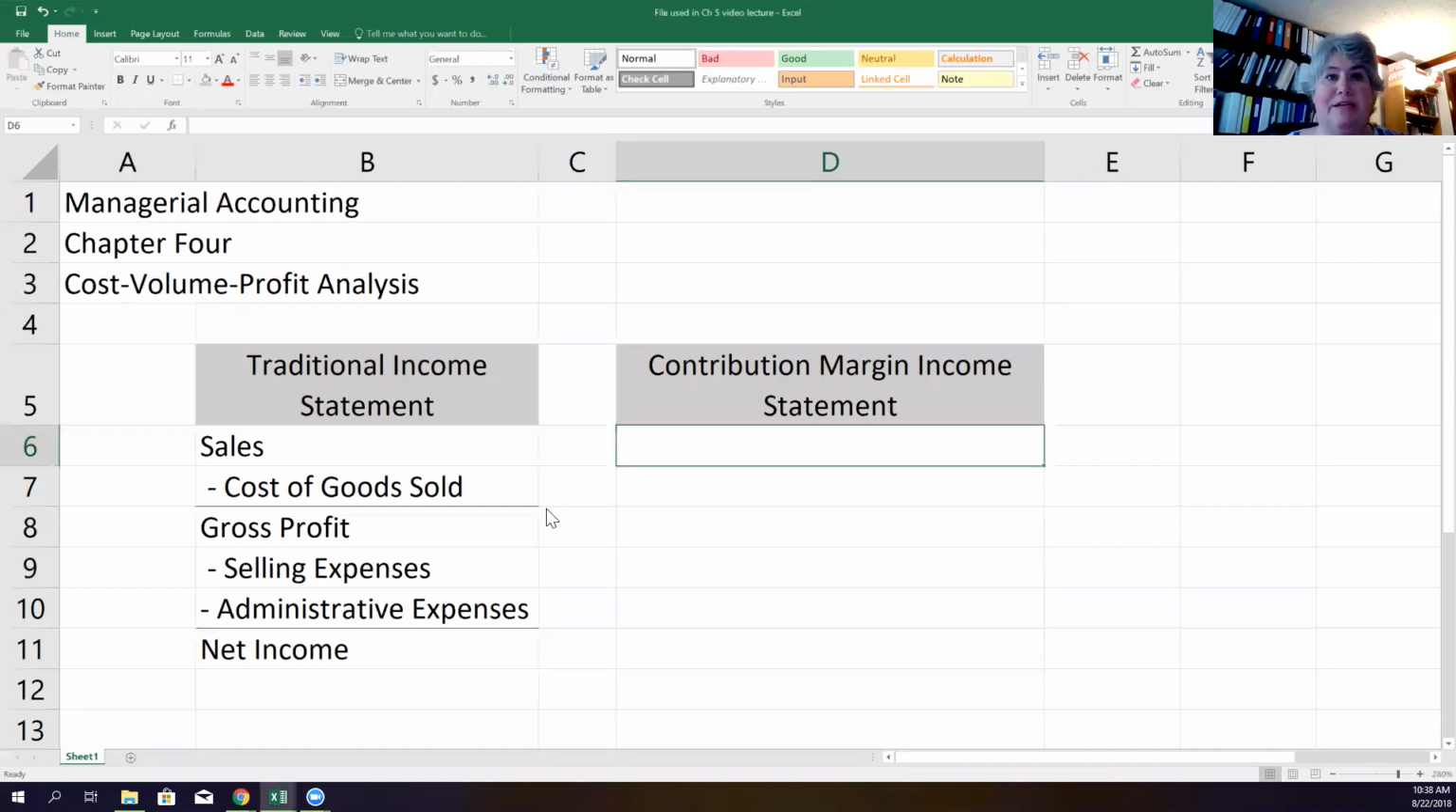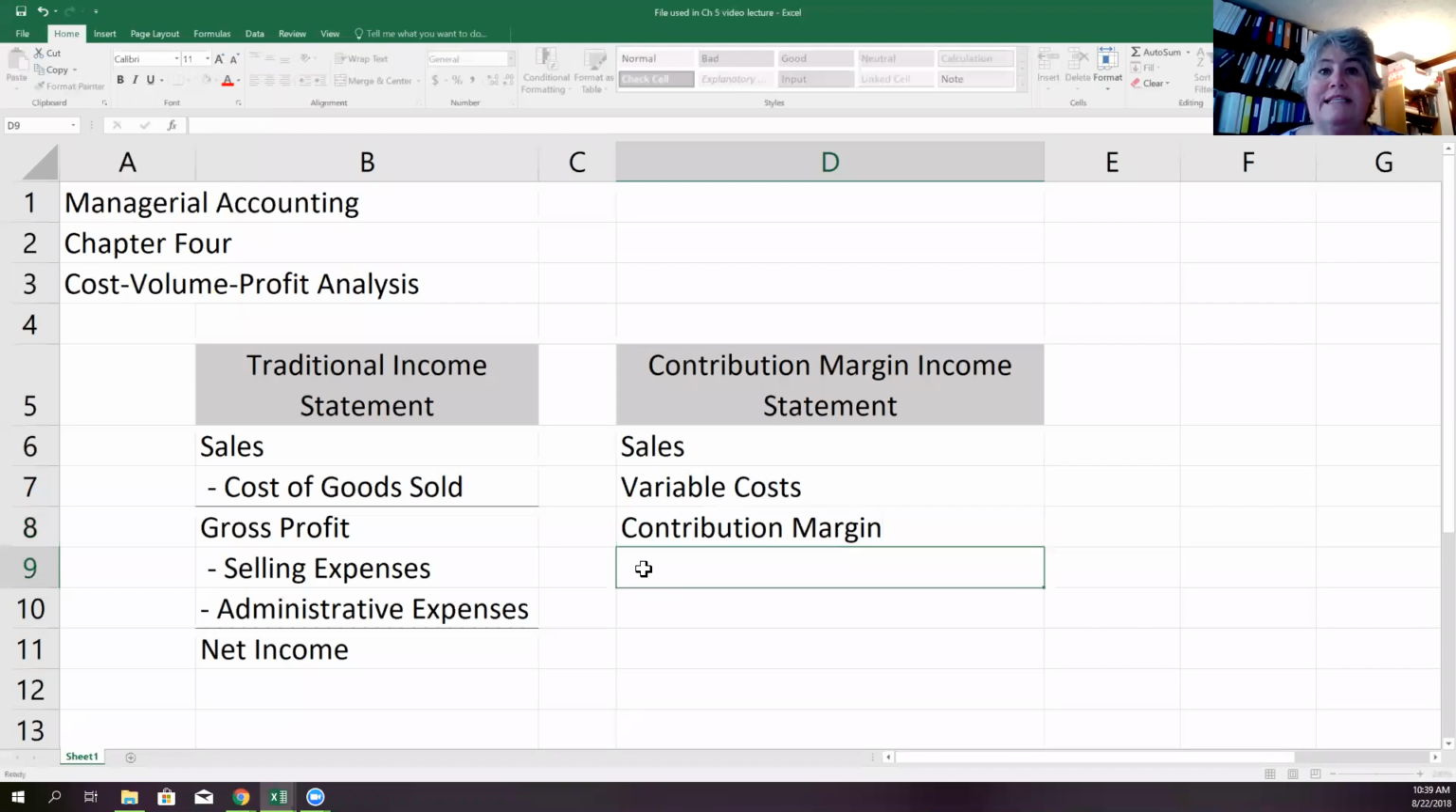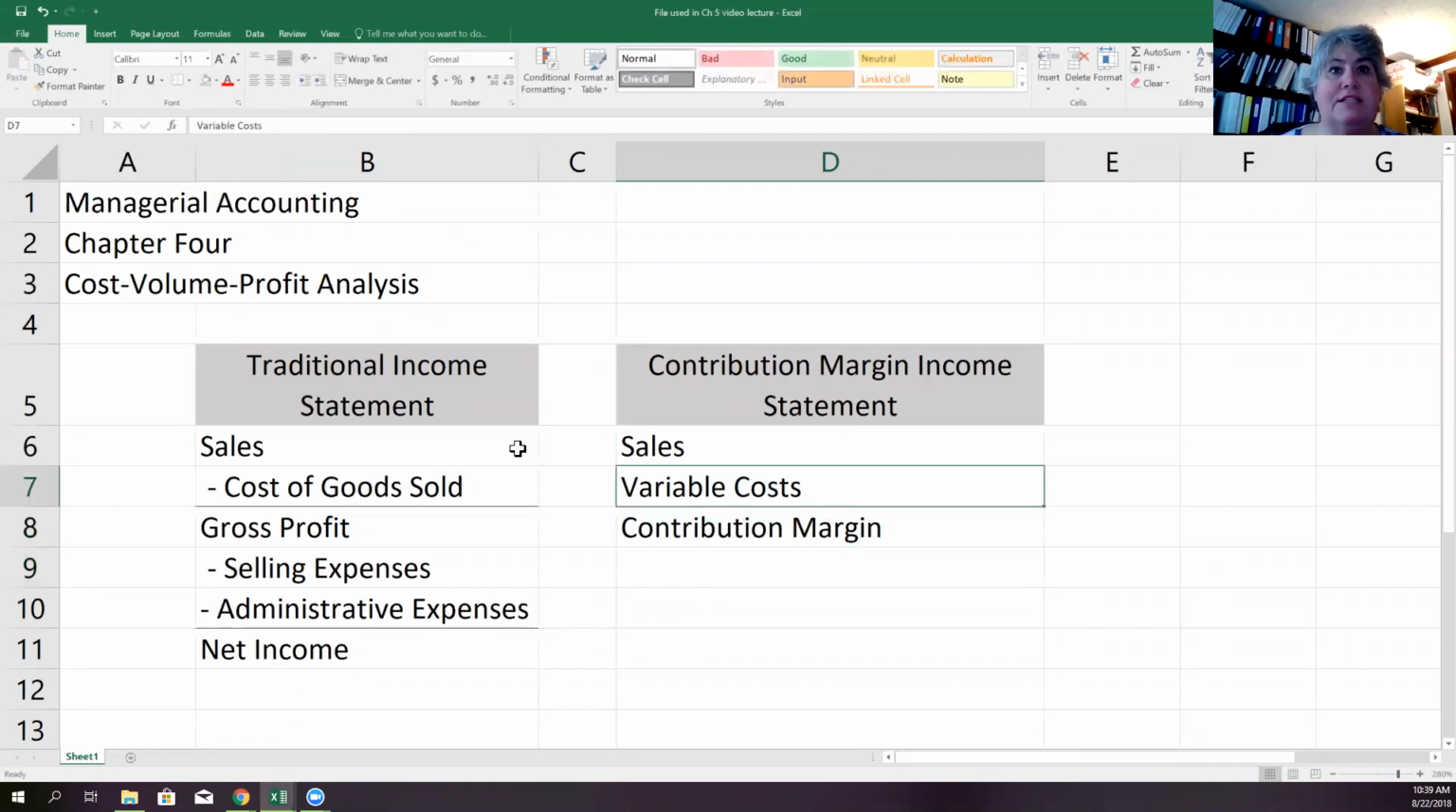Contribution margin income statement is another way to show the income statement. This is not something you're going to see in the published financial statements of a company, but it is something that's used in internal planning. Still have sales as your revenue, but instead of taking away cost of goods sold, we're going to take away the variable costs. We're going to call the difference, sales minus variable costs, contribution margin. It's what's left after you cover the variable costs.